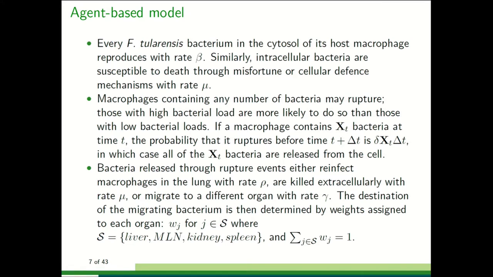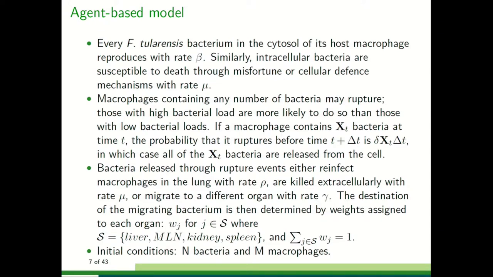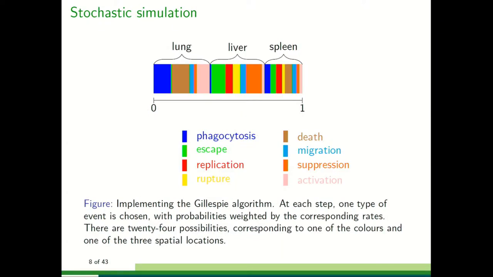And the other thing we need for the agent-based model is what happens to bacteria once they're extracellular, once they're outside their host cells. Okay, so they might go into another macrophage, they might die, or they might migrate to a different organ. Okay, so those are basically all the parameters of the agent-based model. So this is a type of model which you can solve, at least conceptually, with a Gillespie algorithm. Okay, so basically there are eight types of events.